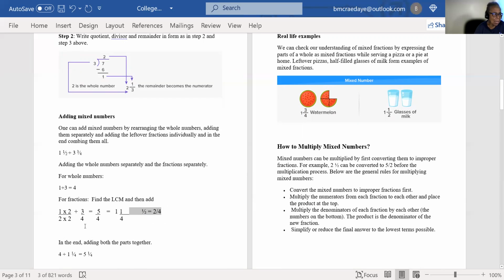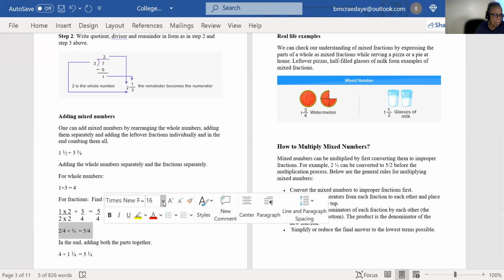Now we can add them. We can add 2/4 plus 3/4, and let me just put it here. 2/4 plus 3/4, and that's equal to 5/4. Notice I can add those numerators 2 and 3 and I get 5, and then I can put it over that common denominator, which is 4. All right, let me make that a little bigger so you can see it.